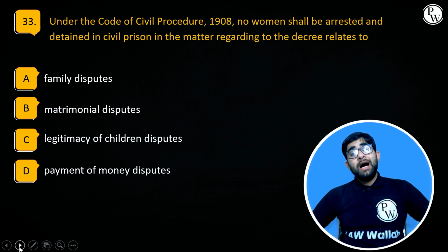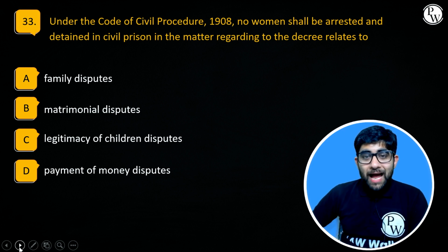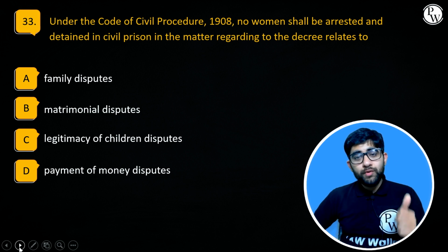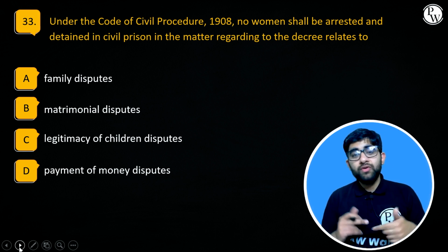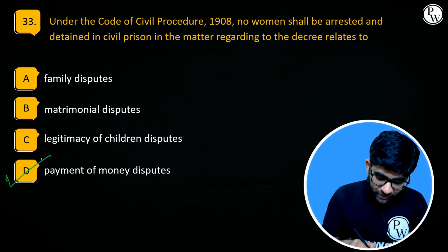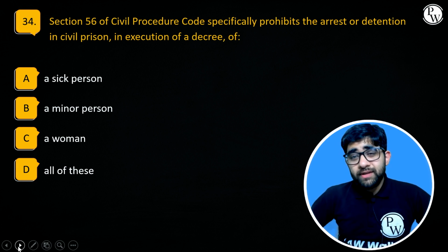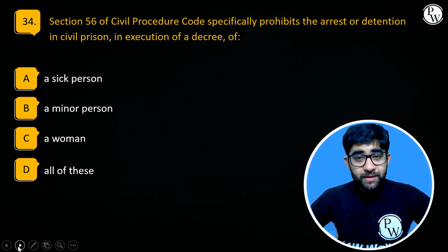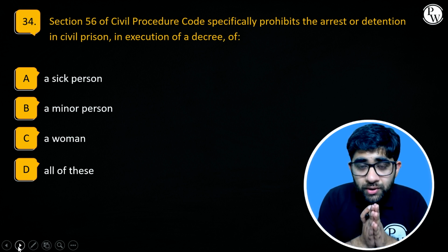Next, under the Code of Civil Procedure 1908, no woman shall be arrested and detained in civil prison in the matter regarding a decree relating to family disputes, matrimonial disputes, legitimacy of children disputes, and payment of money disputes. The answer to this is payment of money disputes. 33, 34: Now, section 56 of the Civil Procedure Code specifically prohibits the arrest or detention in civil prison in execution of a decree of a sick person, minor person, a woman, or all of the above. The answer to this is a woman.